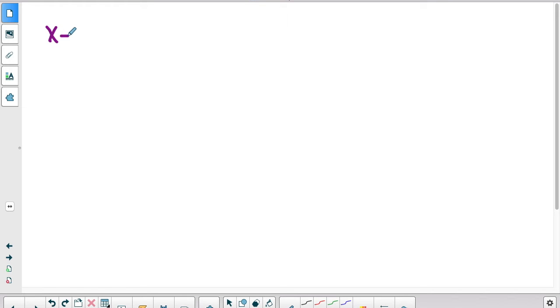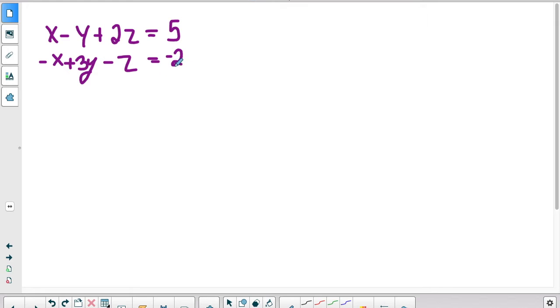So we're going to look at a case where there are infinitely many solutions. So x minus y plus 2z is equal to 5. Negative x plus 3y minus z is equal to negative 2. And 2x minus 4y plus 3z equals 7. So this one here, we already know it has infinitely many solutions.